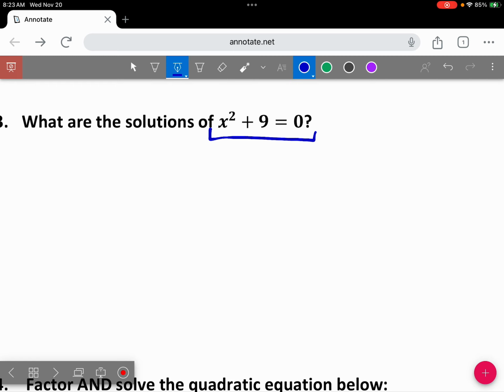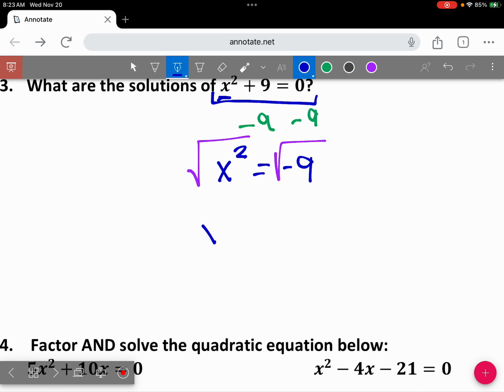On this one, what we can do is set this x squared all by itself. So if I subtract 9 from both sides, we'll have x squared equals negative 9. And what can I do to get my solutions? How do I get x all by itself? Square root. Absolutely right. So we're going to have x equals, whenever we square root both sides of an equation, we're going to put our plus or minus.